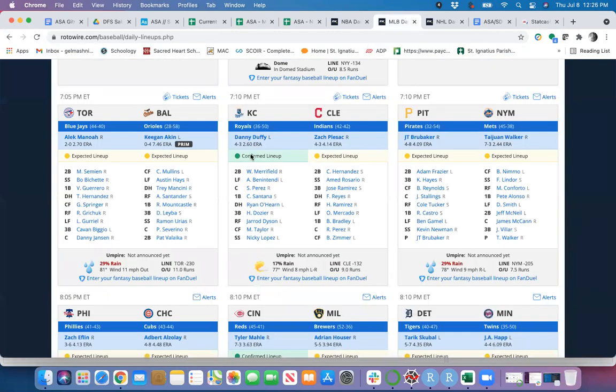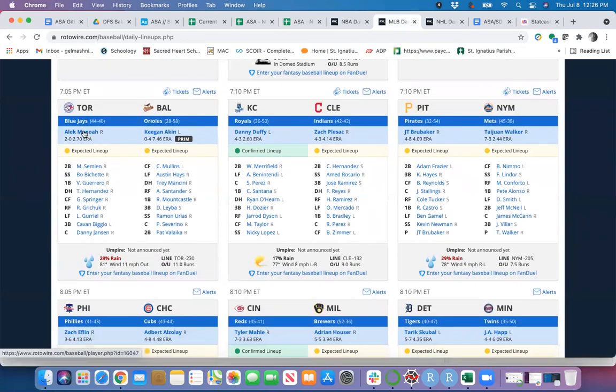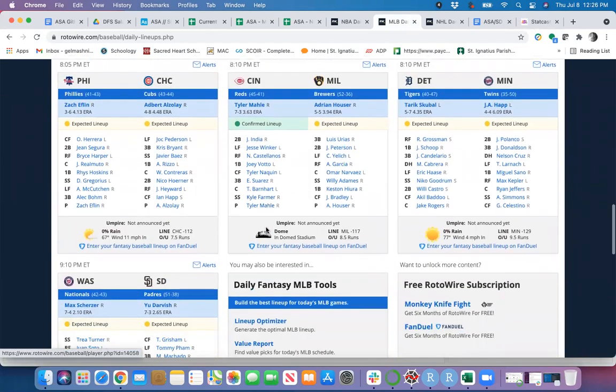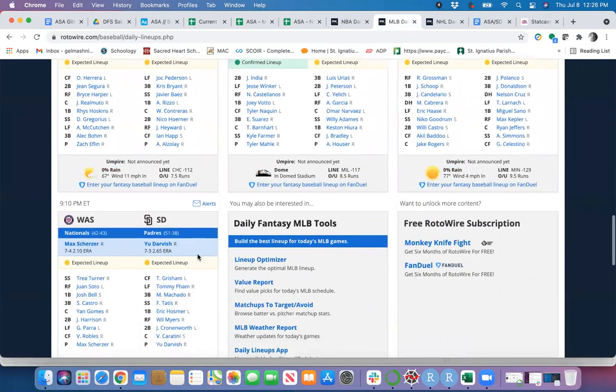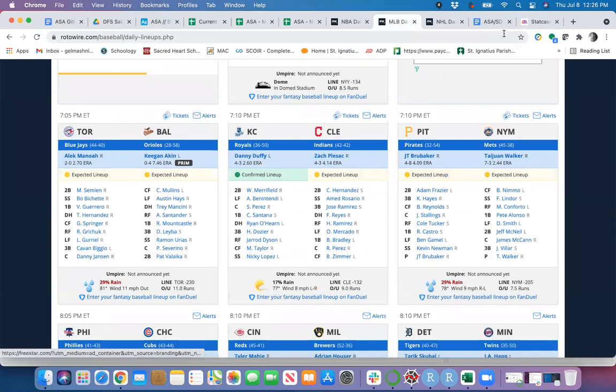In the meantime, while we're waiting, let's check out who are going to be the starters for today's games. For the main slate, these are the games starting around 7:05 p.m. Eastern Time. We have Toronto at Baltimore, Kansas City at Cleveland, Pittsburgh at New York, Philadelphia at Chicago, Cincinnati at Milwaukee, Detroit at Minnesota, and Washington at San Diego. And we do have the projected starting pitchers.